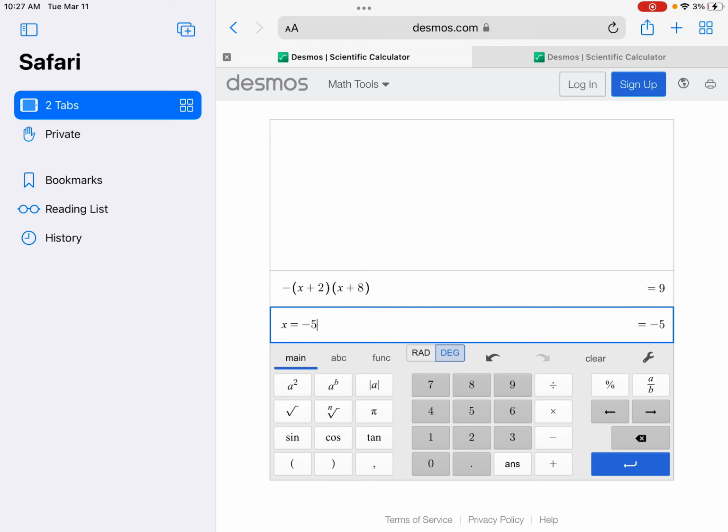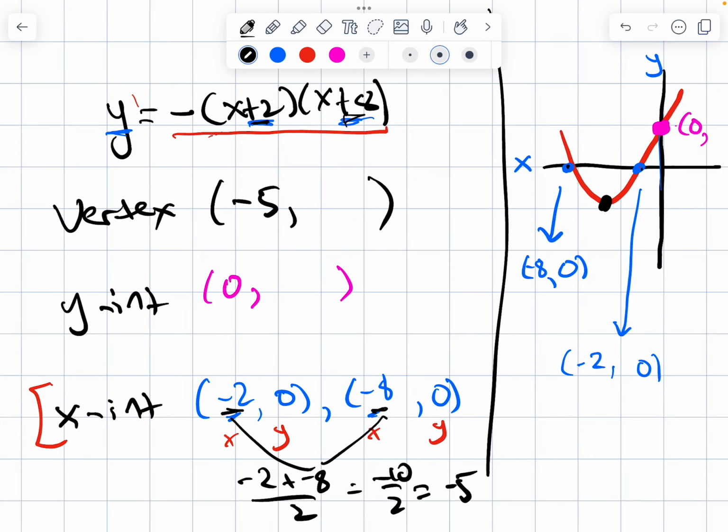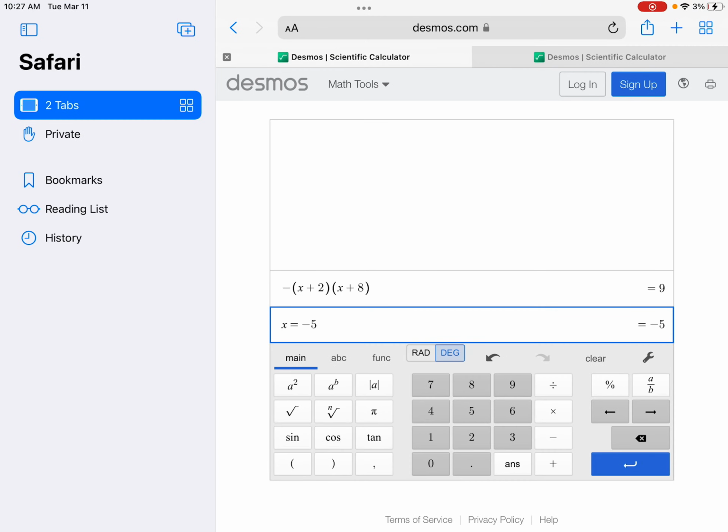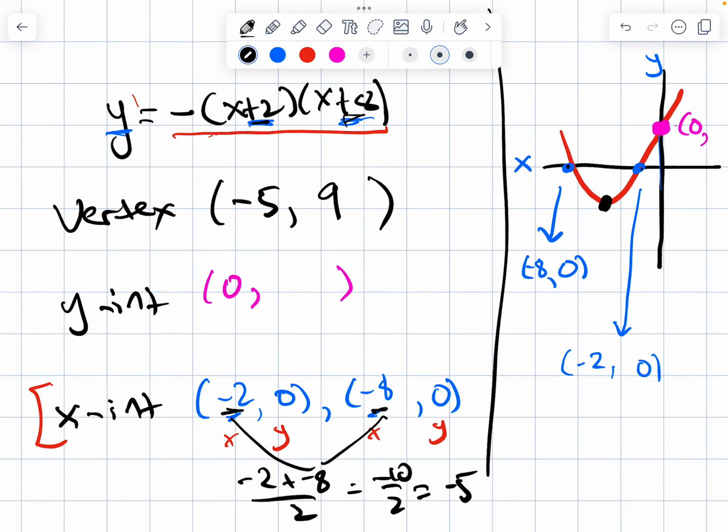Okay, so when x is negative 5, my y value is 9. The number on the top there is 9. So this is saying when I replace the x's with negative 5, the equation gives me a 9. So I go back in here and I write in 9. All right, and then the y-intercept, let's plug in a 0. And when my x value is 0, my y value is negative 16. So if I go into here, I've got 0, negative 16.